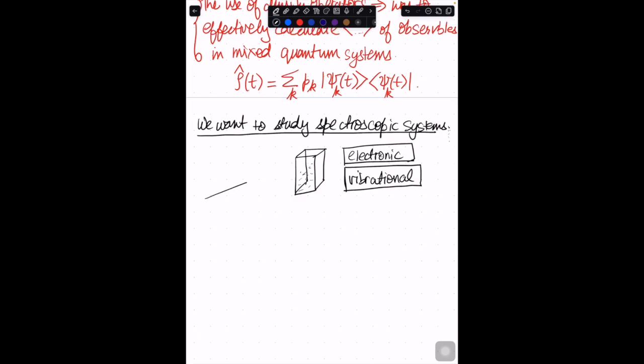So then, once the light fields are incident on your sample, let's just say three light fields, because this would be an example of multidimensional spectroscopy, specifically 2D spectroscopy. So you have these two pump pulses and a probe pulse, which is incident on your sample or your matter system. So once your light fields are incident on the sample, even if you consider electronic spectroscopy, at that point your system exists as a mixed quantum system.